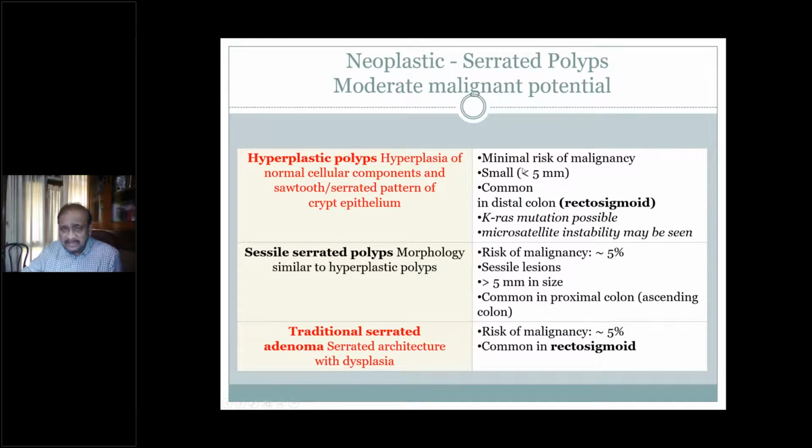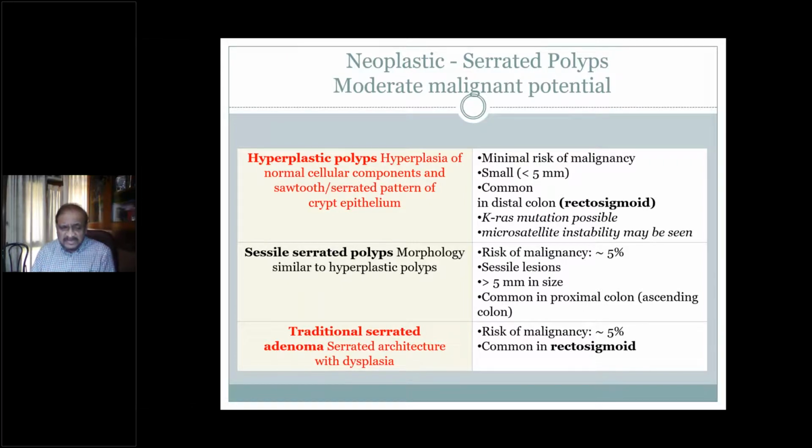Minimal risk of malignancy, but yes, it is there. Small size, less than 5 millimeter, common in the distal colon. So here we are really talking about a polyp which will be there in the rectum, right? Distal colon and rectum. And what do you find in these patients? You find a KRAS mutation and microsatellite instability could be identified in these patients, right?